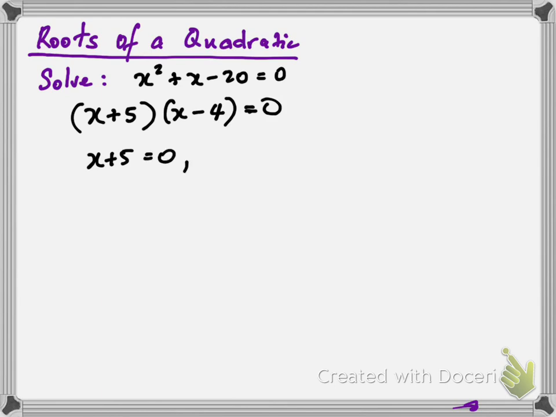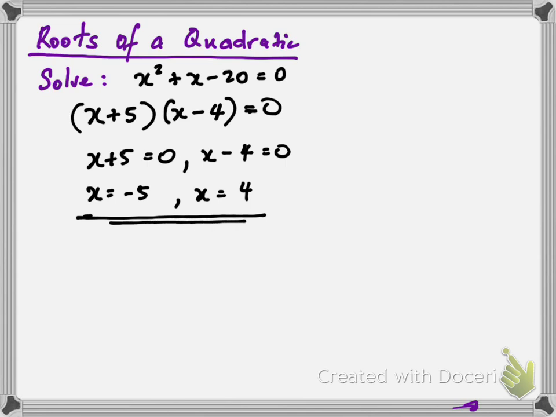Why? Because you're using the null factor law to find your roots. So here x is equal to negative 5 and x equals 4. So these are your solutions. They can be written in the form x is equal to {negative 5, 4} within curly brackets, showing that this is the solution to the equation. What you have done essentially is found the roots of a quadratic.